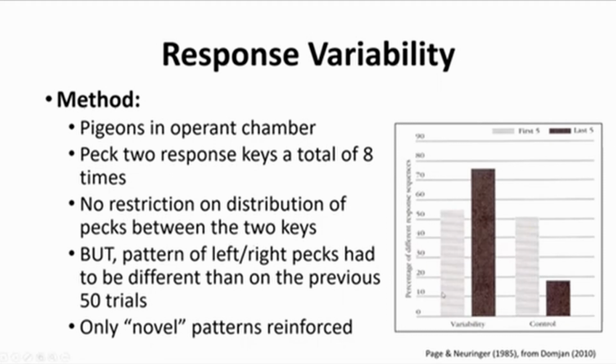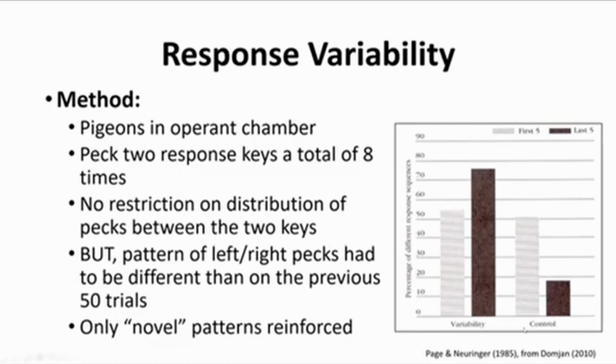So the colors of the bars aren't actually related to what the keys looked like, but it doesn't matter. What we do see is that we have before and after snapshots for two different groups: our variability group, the group that would be reinforced for novel patterns, and then our control group.